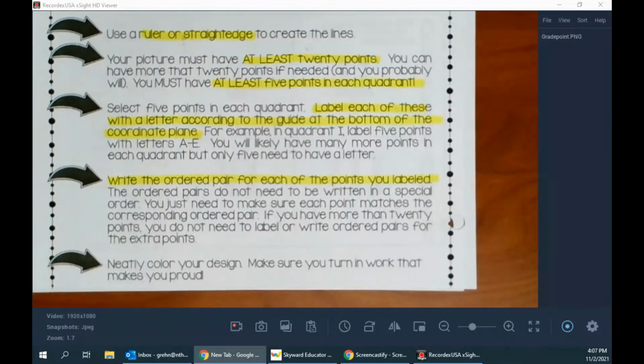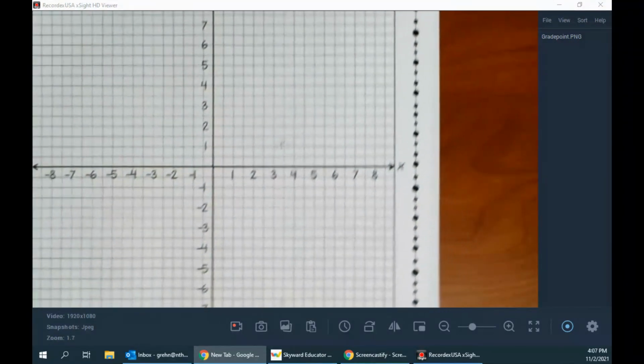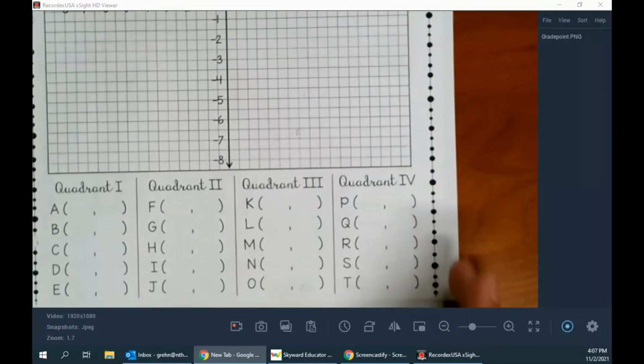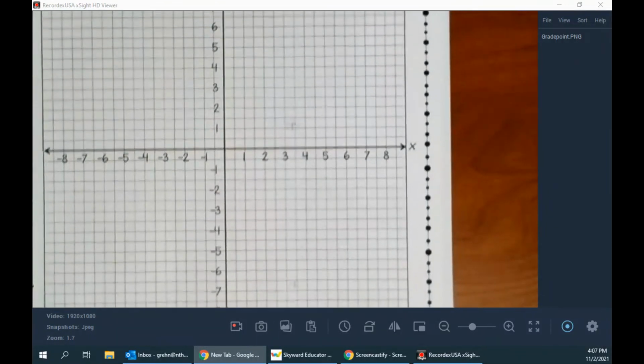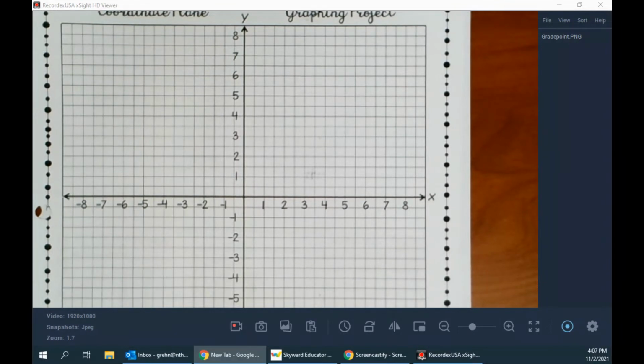All right, and then lastly, neatly color your design. Make sure you turn in work that makes you proud. So let's take a look here at the next page. This is where you're actually going to create your picture, and at the bottom you'll see this is where you'll put your ordered pairs. You can create whatever kind of picture you want. For my example, I'm going to use the letters in my last name, Rain, to try and create a picture.